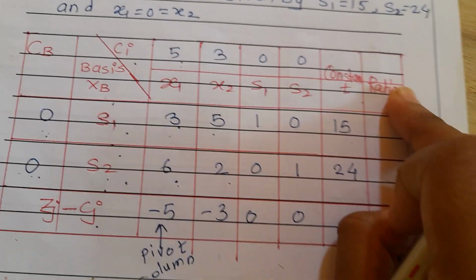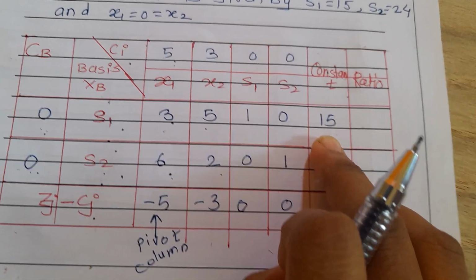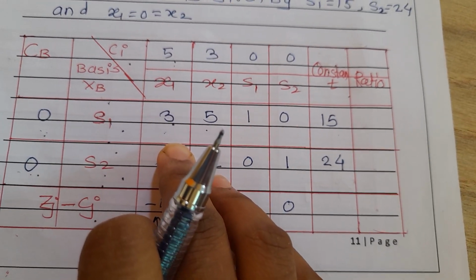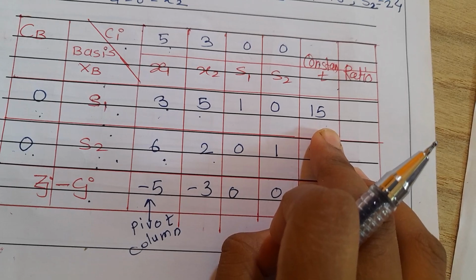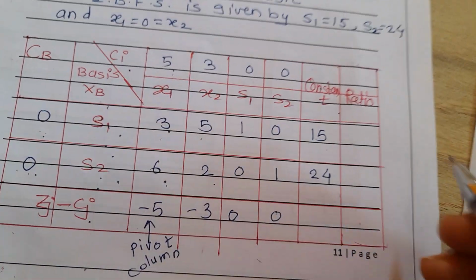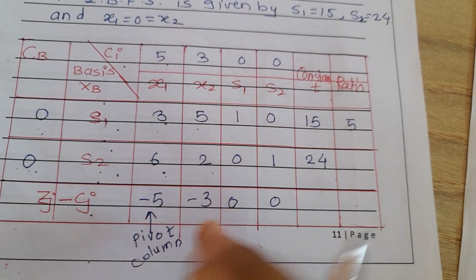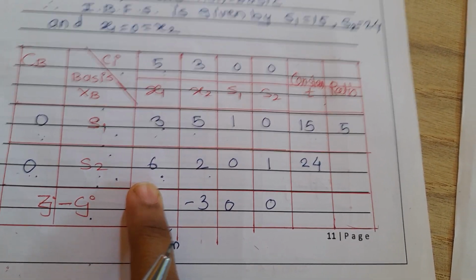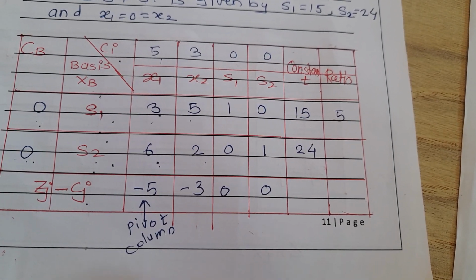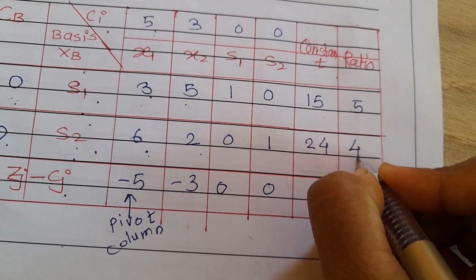Now we find the ratio. How do we find the ratio? Divide the constant by the pivot column element. 15 divided by the corresponding element of the pivot column, 3. 15 upon 3 is 5. 24 divided by the corresponding element of the pivot column, 6. 24 divided by 6 is 4.